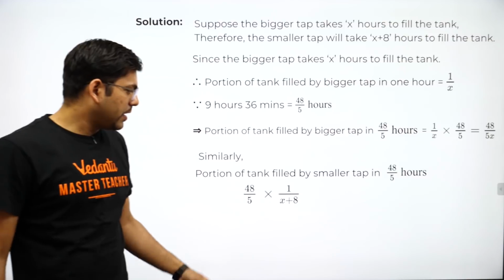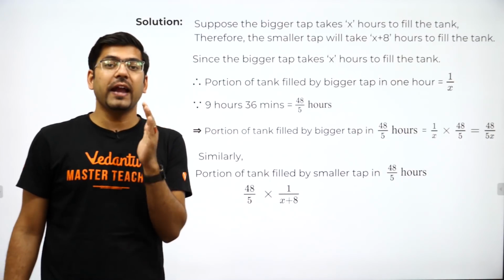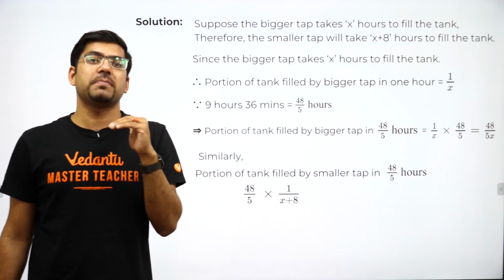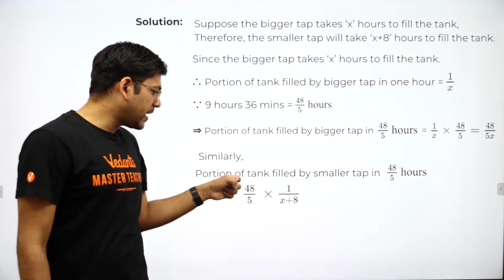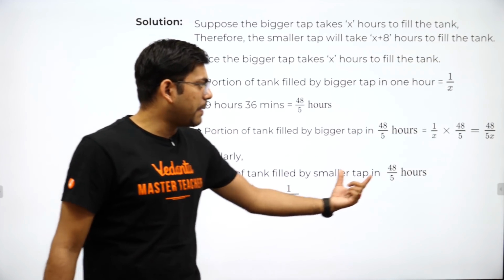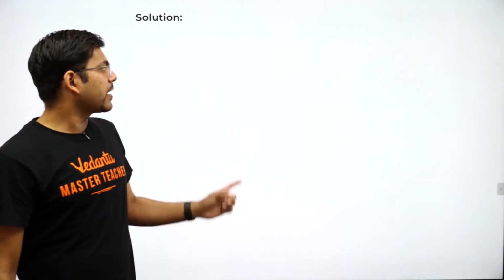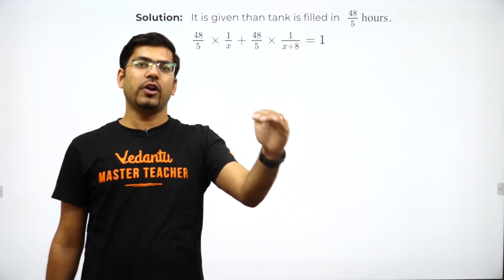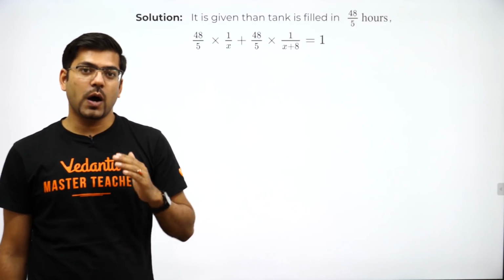Now, if this much portion is filled, let's do the similar portion for the smaller tap. In 48 by 5 hours, it is 48 by 5 into 1 by x plus 8. Why? Because in x plus 8 hours, it is filling one tank. So in 1 hour, it will be filling 1 upon x plus 8 part of that tank. So in 48 by 5 hours, it will be doing this much portion filled of the tank. Now both of them are working together and they have filled one tank. So I will write that since both of them are working together, this much plus this much makes one tank full. So I have written equal to 1. I guess you would be able to understand how I have written this.